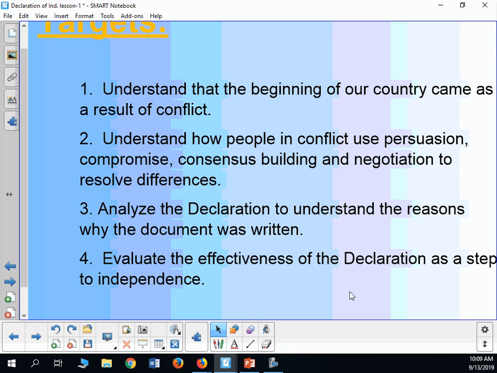So here's our targets for the declaration. Number one, understand that the beginning of our country came as a result of conflict. Two, understand how people in conflict used persuasion, compromise, consensus building, and negotiation to resolve differences. Three, analyze the declaration to understand reasons why the document was written. And finally, four, evaluate the effectiveness of the document as a step to independence.